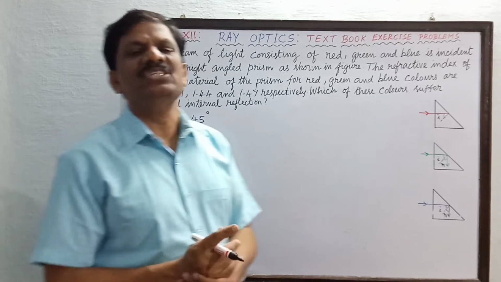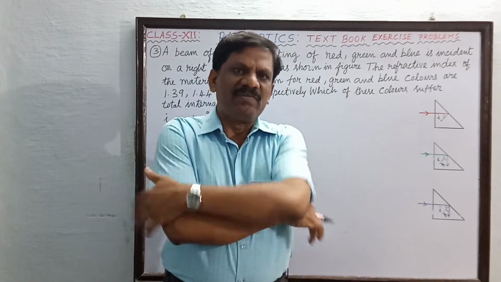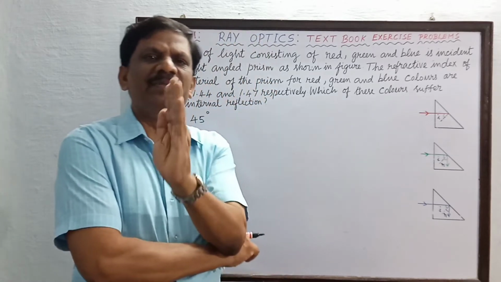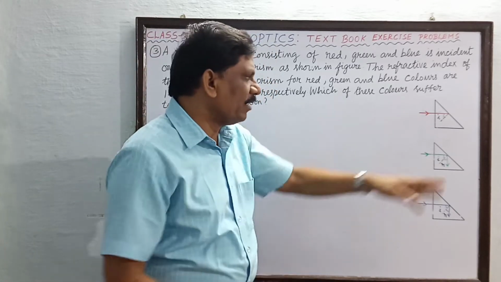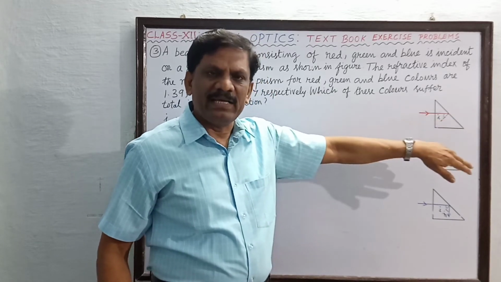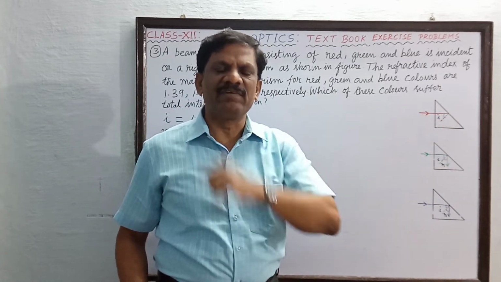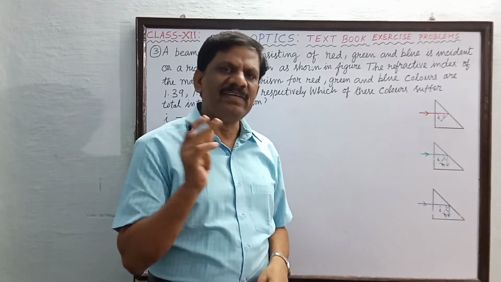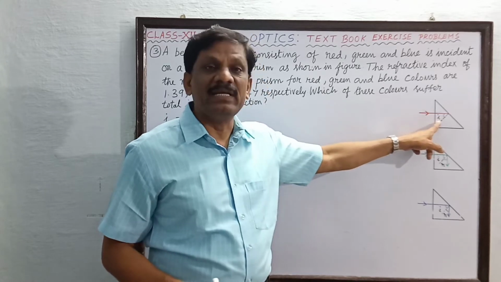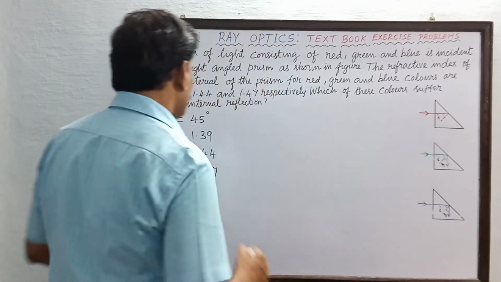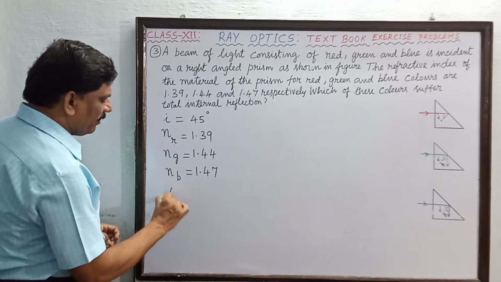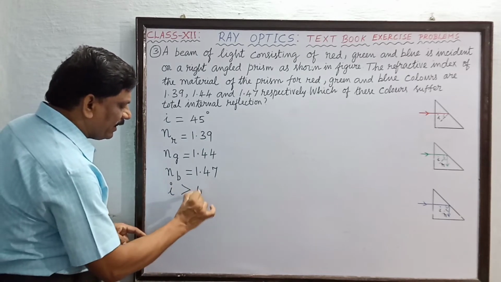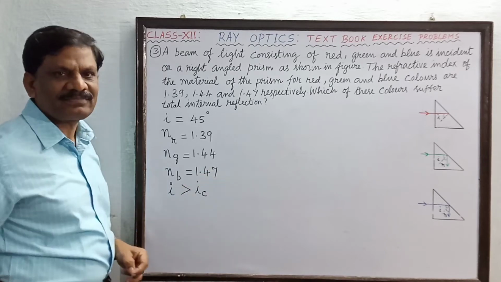Now under what condition will the total internal reflection take place? First condition is: light should travel from the denser medium to the rarer medium. So while coming out of glass into air, which of these colors will suffer total internal reflection, we have to find out. What is the second condition? Angle of incidence inside the denser medium must be greater than the critical angle. So the condition for total internal reflection is that the angle of incidence must be greater than the critical angle.